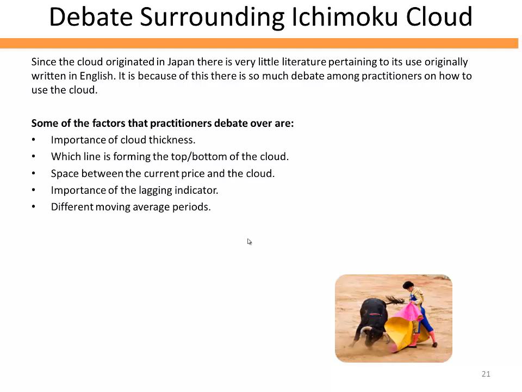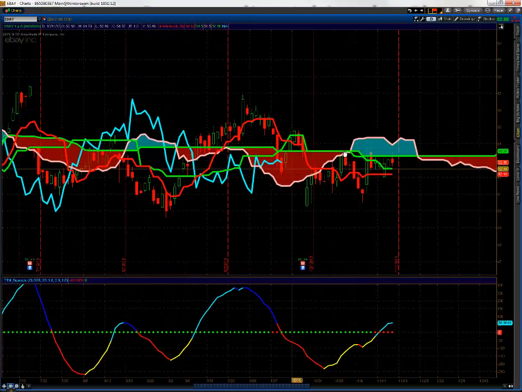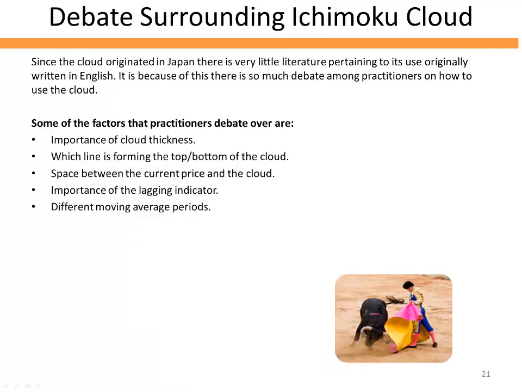Factors that are debatable is the cloud thickness. Does that matter? Some people say yes, some people say no. If we talked about the cloud converting, is this more important than this? I think it does. Some people say it doesn't. I've actually been trading with it for a long time. I've been using it to trade.